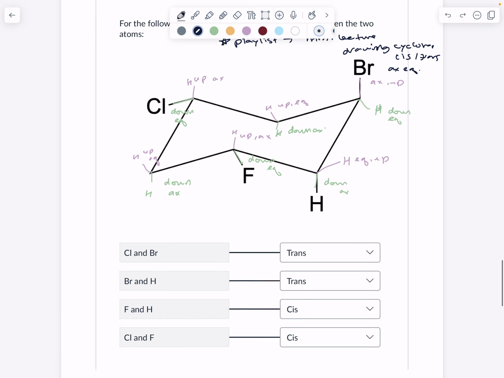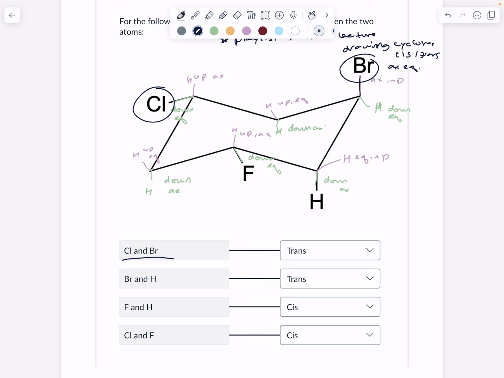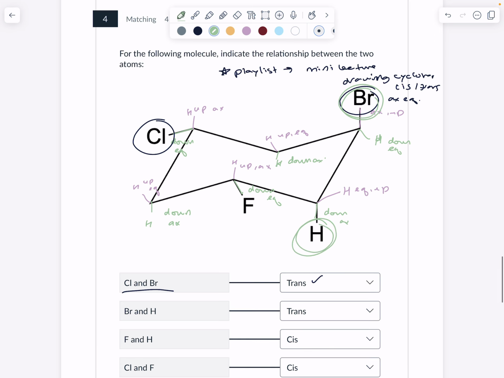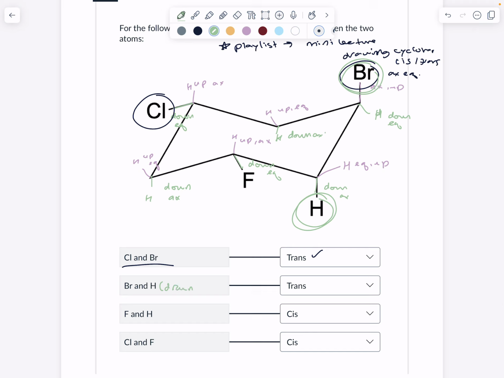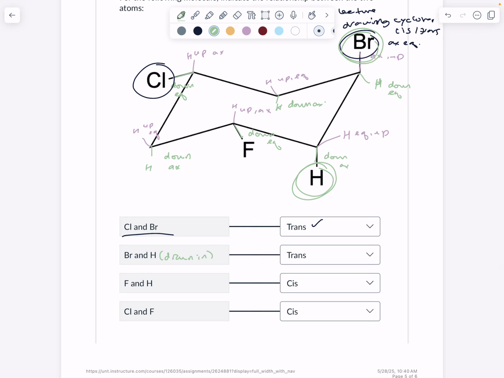So in this case, we have our Cl and our Br. The chlorine is down, and the bromine is up. So if the chlorine is down and the bromine is up, then that must mean they are trans. Now I'll look at the Br and the H, and there are a lot of H's in here, so after the fact, I wrote in that the H we're looking at is the one that's drawn in, because there are a lot of implied hydrogens. We have bromine pointing up, and the H that's drawn in is pointed down. So again, these are trans.